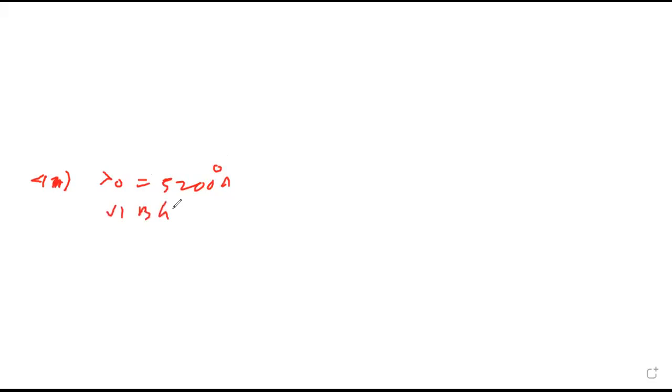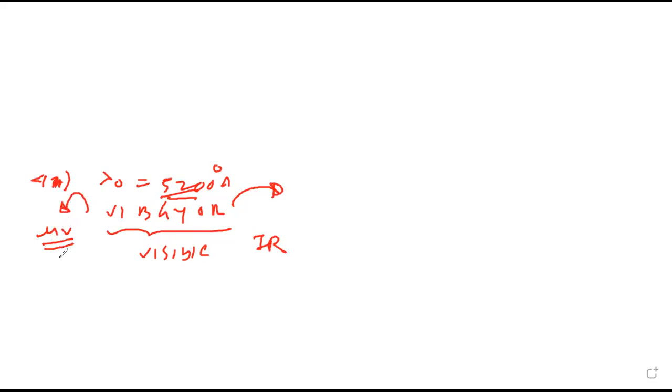Now, if this is the threshold, emission will take place if the wavelength is less than this, no? Yes, sir. This range is called visible. Then in the electromagnetic spectrum, on the right side after visible is infrared, and before visible is ultraviolet. Is it correct?